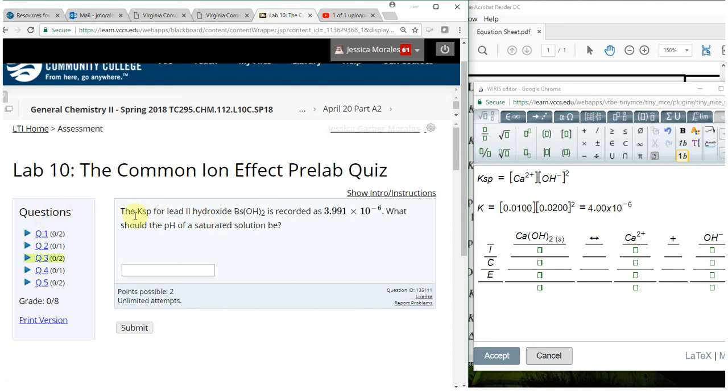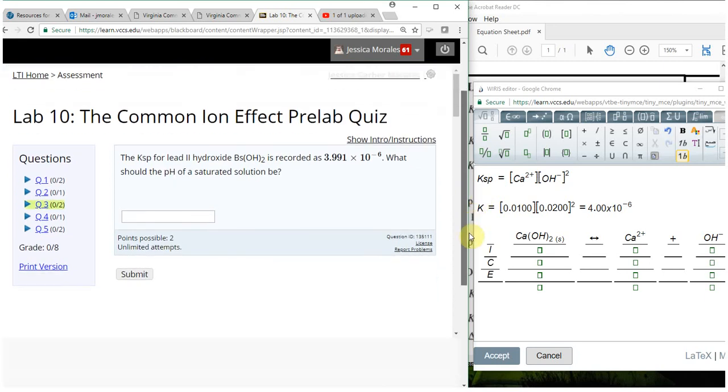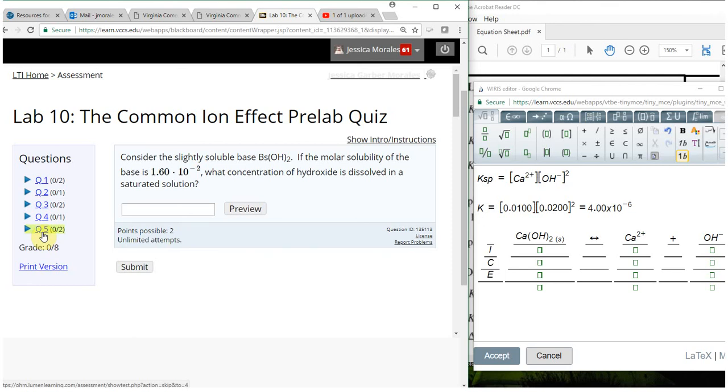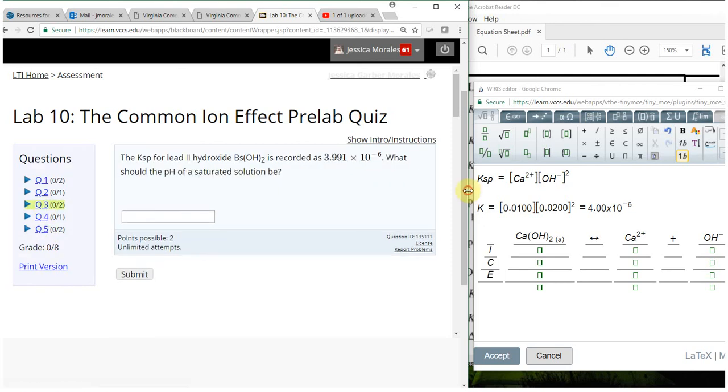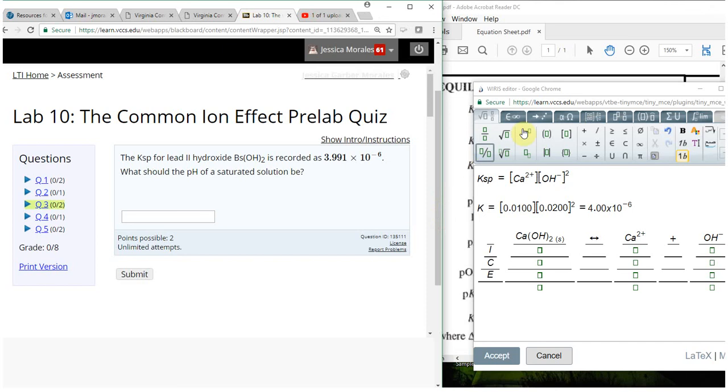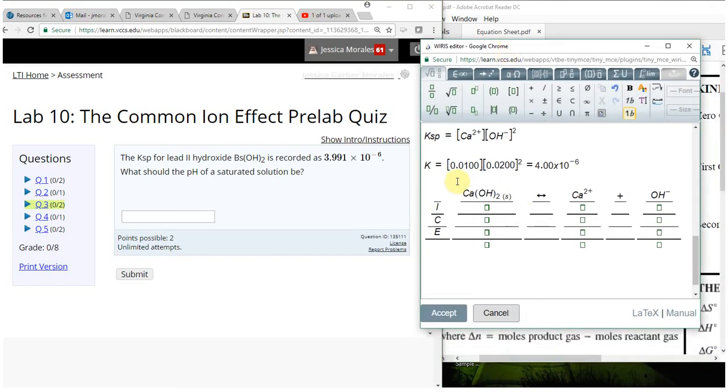Now here we've got KSP, and we are asked for the pH. Here we're working backwards, so I kind of want to do this one. Is it number 4 or 5? And 5. So let's do this one first. Okay, good. All right, so here I've got my BS, OH squared, and two of those.